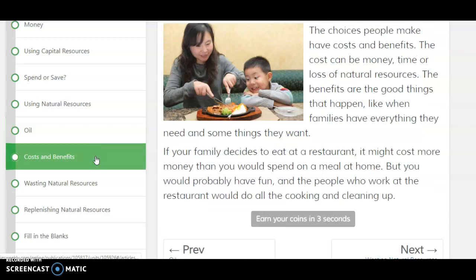The choices that people make have costs and benefits. The costs can be money, time, or loss of natural resources. The benefits are the good things that happen, like when families have everything that they need and some things that they want. If your family decides to go eat at a restaurant, it might cost more money than what you would spend on a meal at home, but you would probably have fun, and the people who work at the restaurant would do all the cooking and cleaning up. So that would be a want.